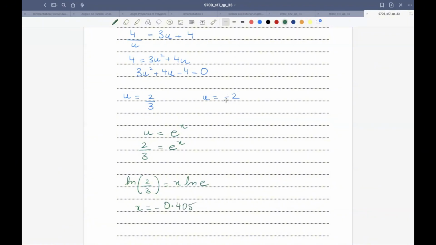And for the negative value of u, we know that if minus 2 is equal to e to the power x, there is no solution possible, as ln of a negative value is not possible. So the final answer will be x is equal to minus 0.405, correct to three significant figures.